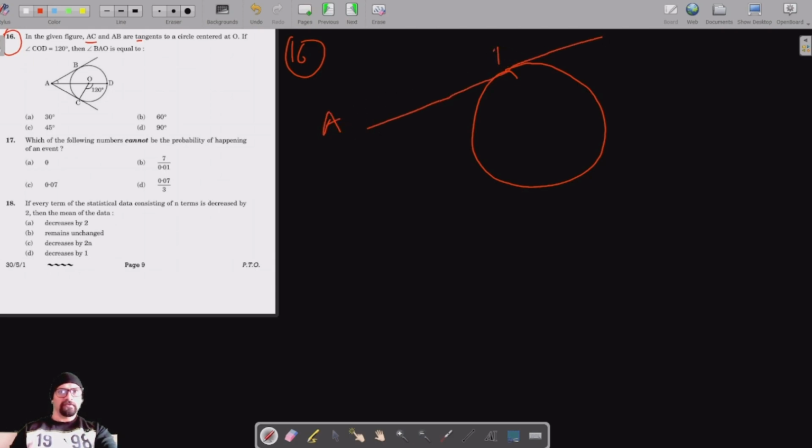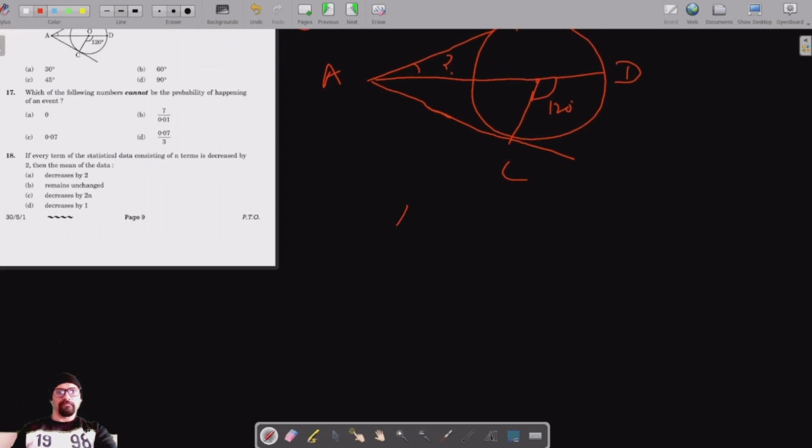So this is AB, and this is the tangent AC. This is O, and this is C, and this is the line passing through the center, which is joining the diameter as well. And this is the angle that we have to find out. And it's given that angle COD is 120 degrees. So angle COD is equal to 120 degrees, which will give us angle AOC.